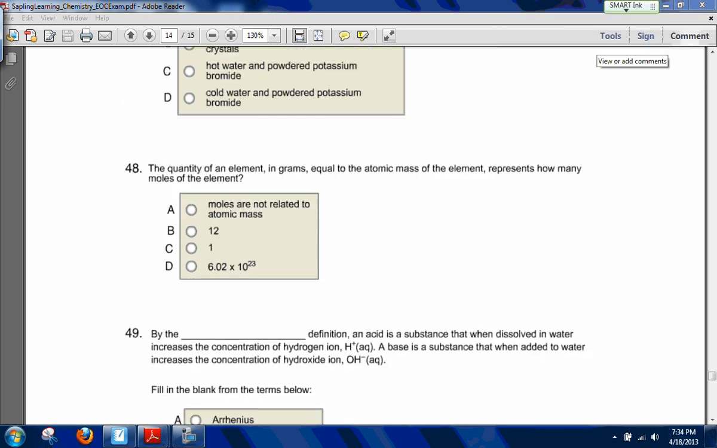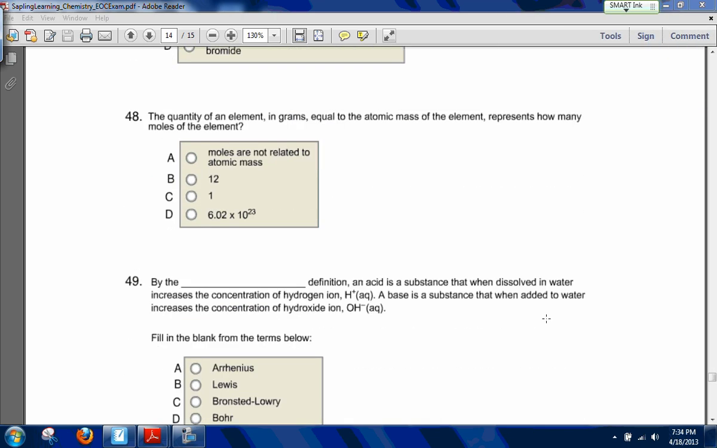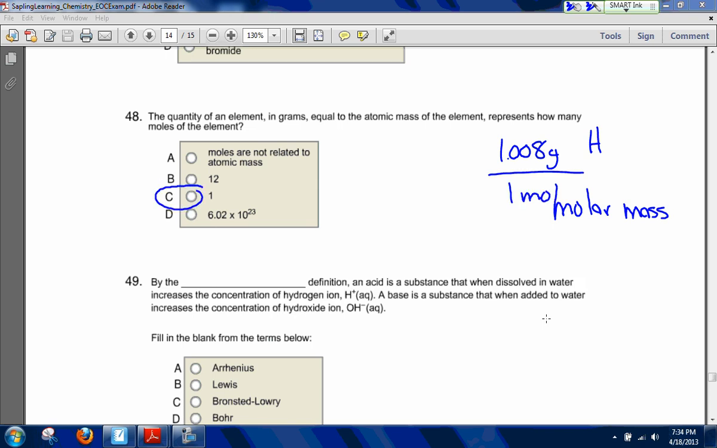48. The quantity of an element in grams equal to the atomic mass of the element represents how many moles of the element? So if I have 1.008 grams of hydrogen, that should remind us that this is the molar mass, or the grams for one mole. The answer is C.